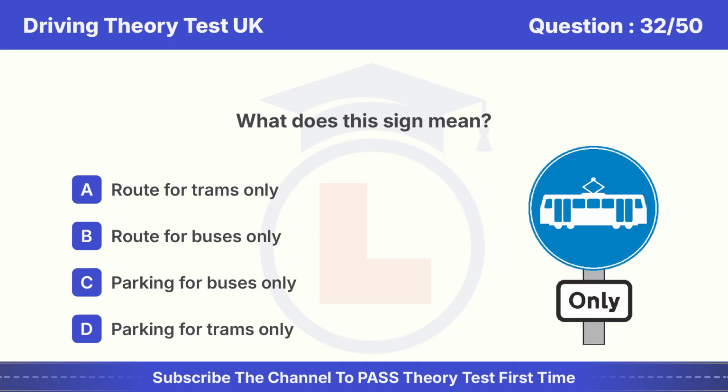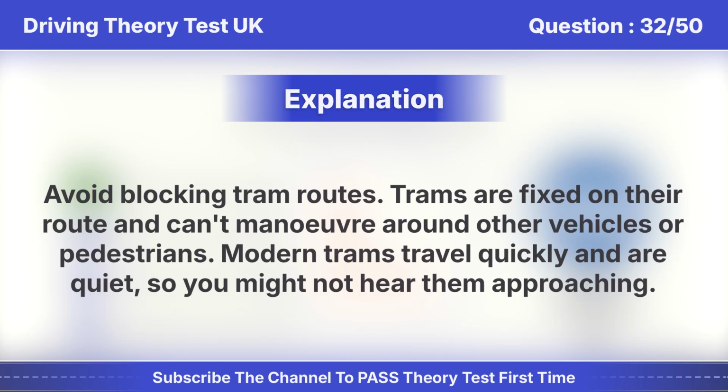Question 32. What does this sign mean? Answer is A. Route for trams only. Avoid blocking tram routes. Trams are fixed on their route and can't maneuver around other vehicles or pedestrians. Modern trams travel quickly and are quiet, so you might not hear them approaching.